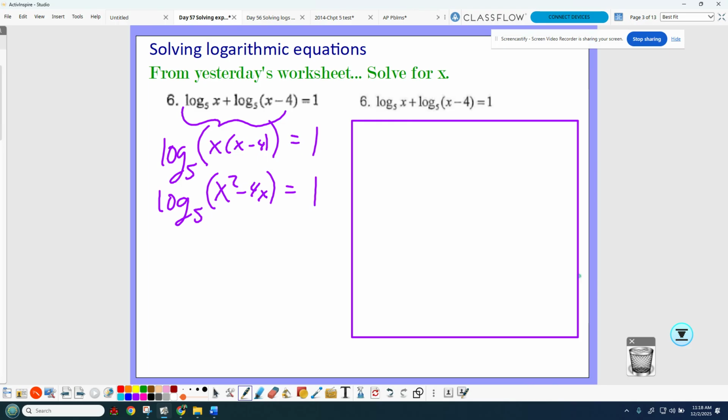Okay. We get there, and then it's kind of weird. I gotta get the variables outside the log. How do I get them out? Holiday? You convert it to exponential. Lucia, how do I convert this to exponential? Base to the number equals the argument. That becomes b to the x equals a. So 5 to the 1 equals x squared minus 4x, perfect.